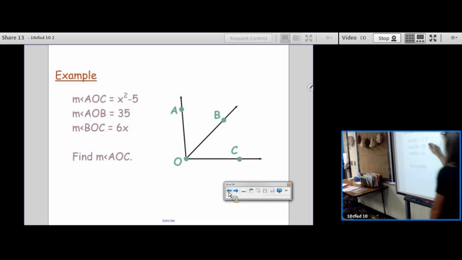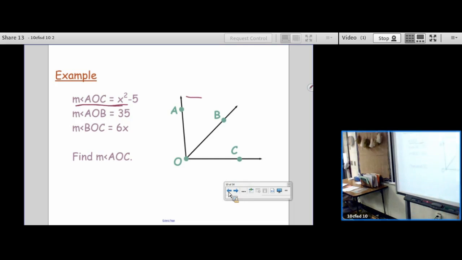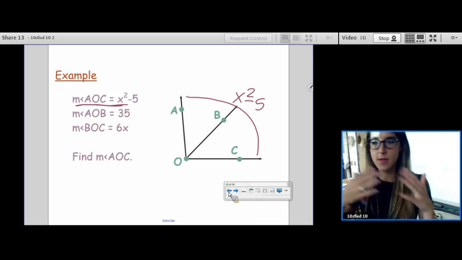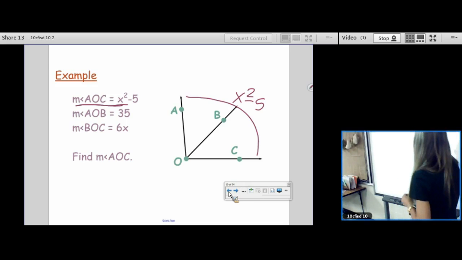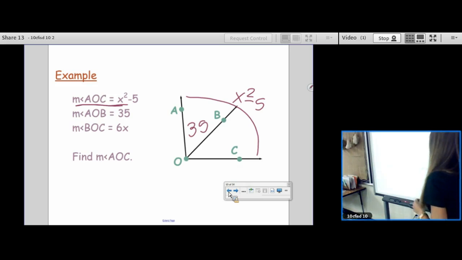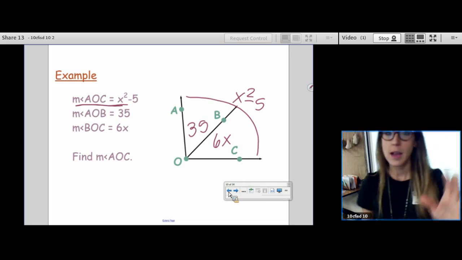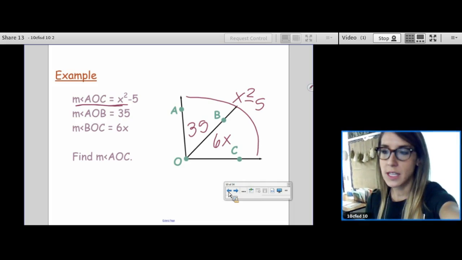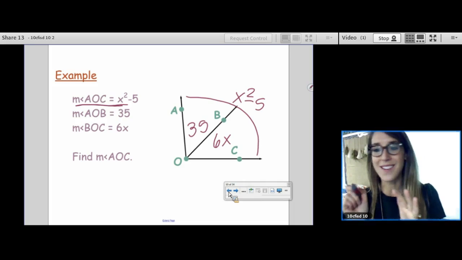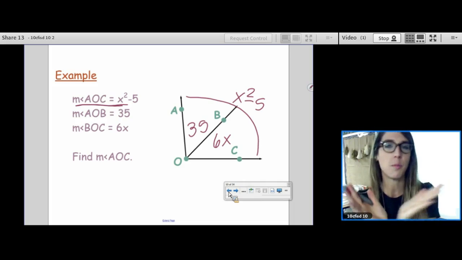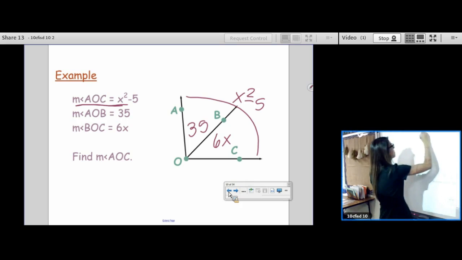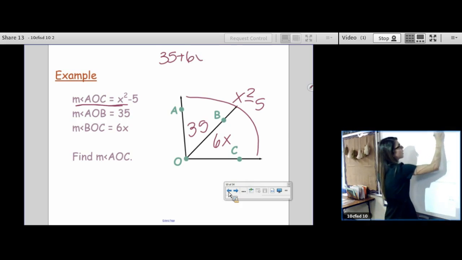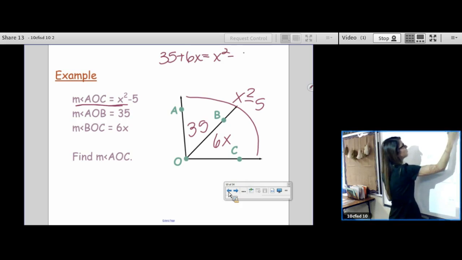Measure of AOC. Oh, look what they did there. They gave us the whole first. So be careful. They might not always list the part and then the part and then the whole in order. They might not list it. AOB is 35 and BOC is 6x. Remember, in problems like this, if you don't see the word bisect, B is not in the middle. Those are two parts, but they are not necessarily equal parts. Okay, we'll do our usual. Part plus part equals whole.